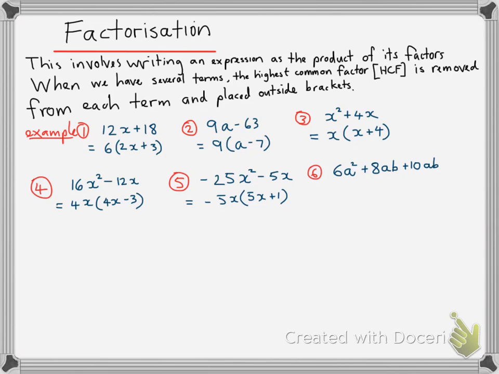Let's look at another example, 6a squared plus 8ab plus 10ab squared. Notice there are 3 terms here. And again, we'll do the numbers separately. 6, 8 and 10 have a common factor of 2.